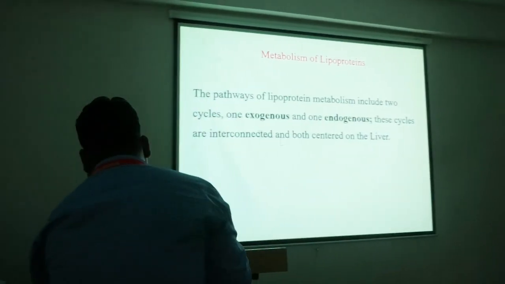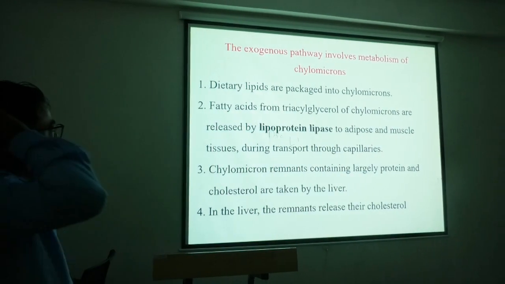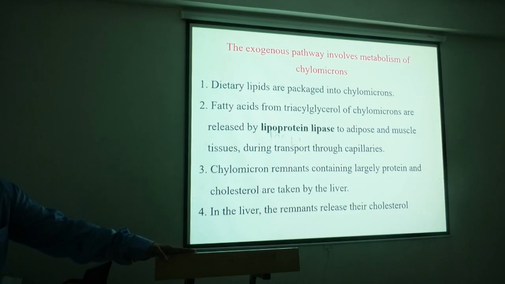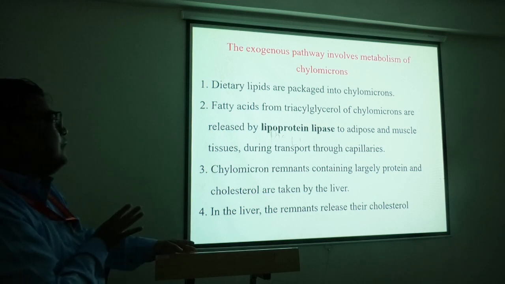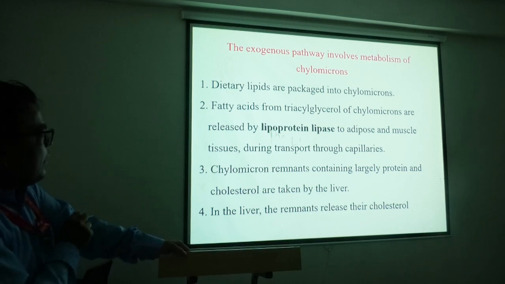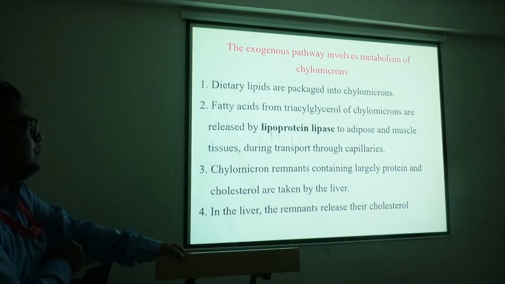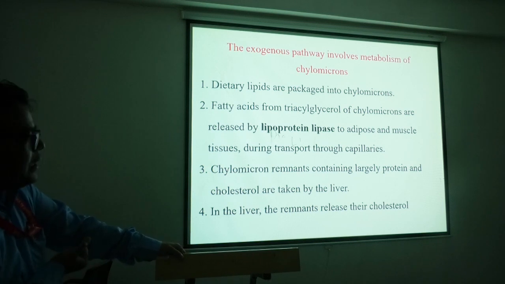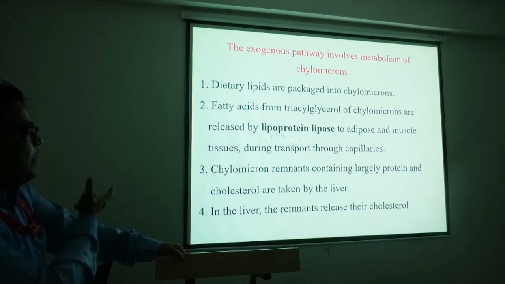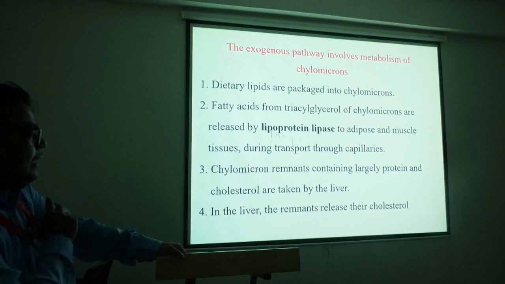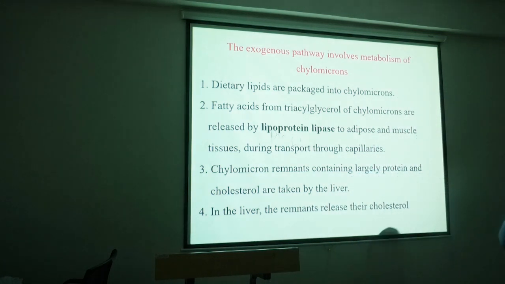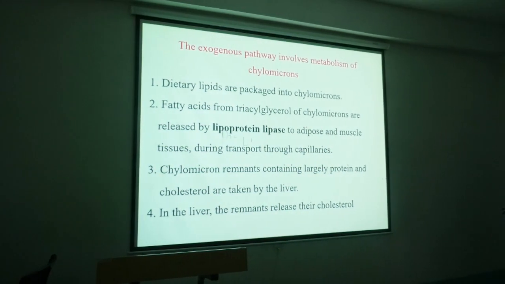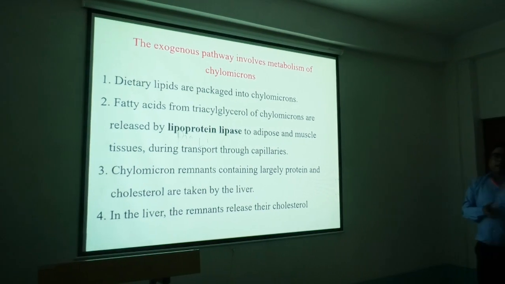Next, the exogenous pathway, in which dietary lipids are packed into chylomicron. Fatty acids from triglycerols of chylomicron are released by lipoprotein lipase to adipose and muscle tissue during transport through capillaries. Chylomicron remnants, containing largely proteins and cholesterol, are taken up by the liver. In the liver, the remnants release their cholesterol. Now, students, understand the meaning of that. Dietary lipids are packaged as chylomicron.